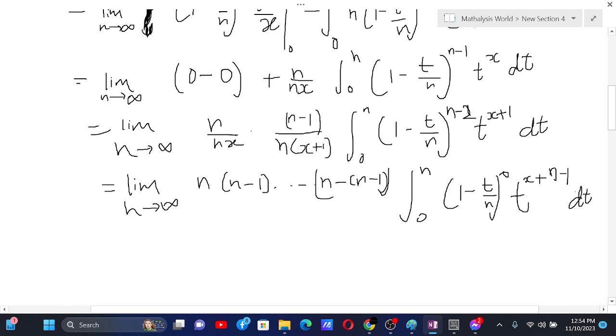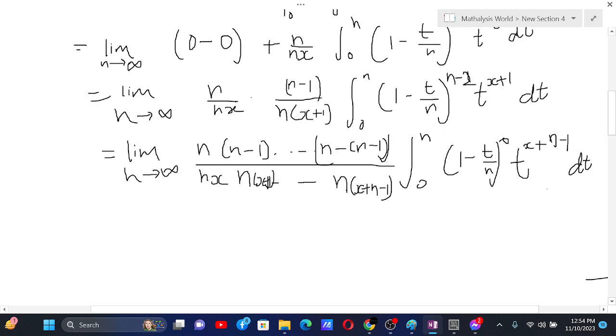And then dt. In the denominator we have all of these were n for everything, also n over here, and we had x plus 1. So this was copied here, that means we have x plus n minus 1. Okay, so now that's fine, I guess. Now after this we just have to evaluate this integral.